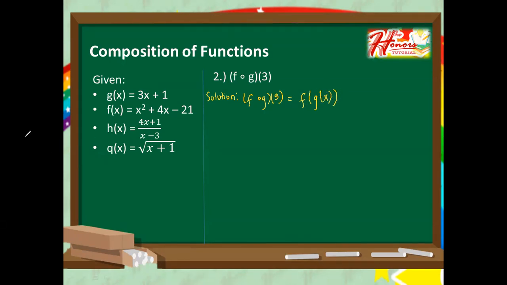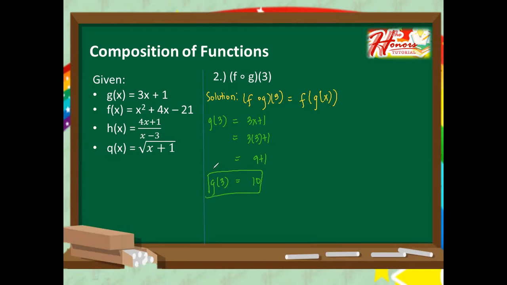So the first thing that you have to do is to solve for g of 3. Okay. So we have here g of 3 is equal to, that is 3x plus 1. We have to substitute the value of x. So that is 3. So 3 times 3 plus 1. 3 times 3 is 9 plus 1. That is 10. So therefore, g of 3 is equal to 10.